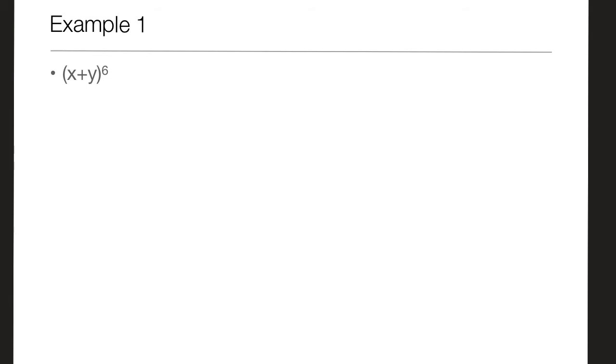For this binomial expansion, the first thing I want you to notice is that the exponent is a 6. What that means first is that there's going to be 7 terms. It's always one greater than that. So there's going to be 7 terms in this expansion. 1, 2, 3, 4, 5, 6, 7.